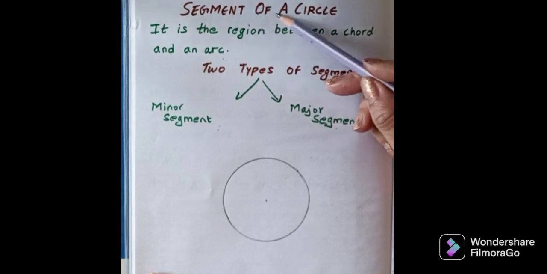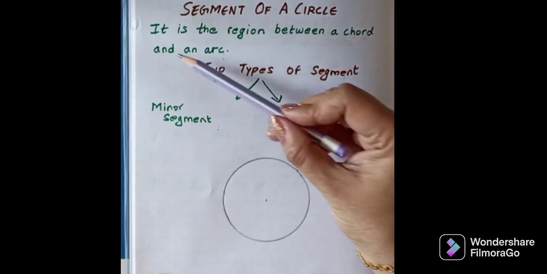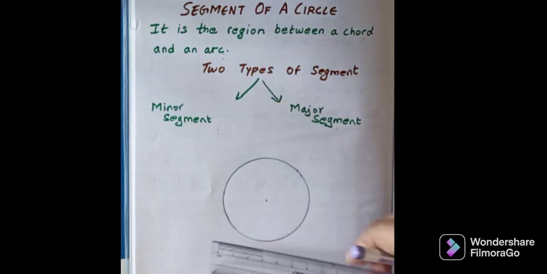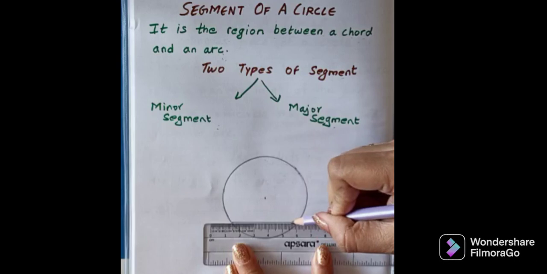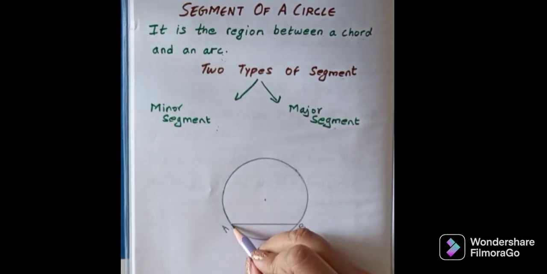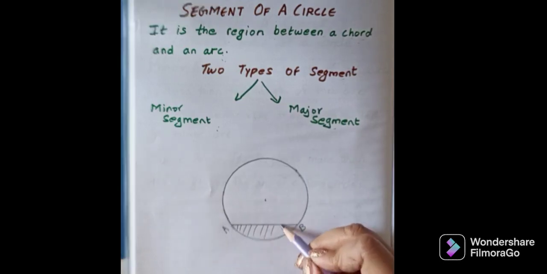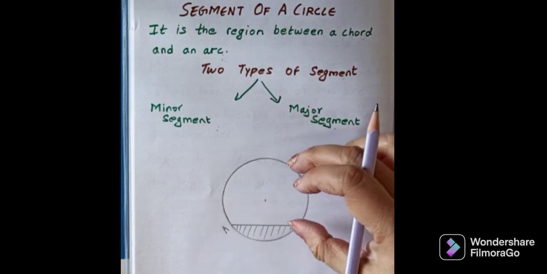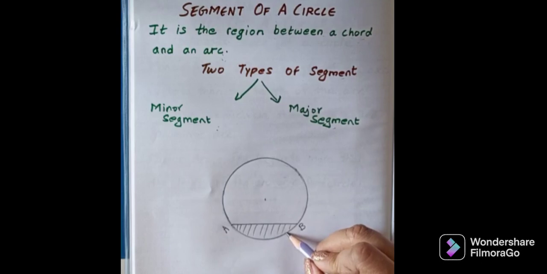Next term is segment of a circle. It is the region between a chord and an arc. So if I draw a chord, let's say this is chord AB and this is also arc AB. So the region between the chord and arc AB is this part. This part you can see is a smaller part of the circle. That's why it is called a segment of the circle.